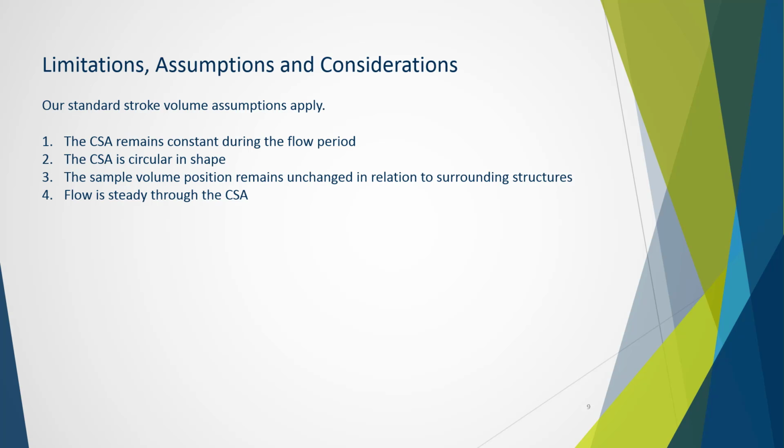As we explored earlier, we understand that flow profiles may change during the period of flow. The cross-sectional area may change in the period of systole or diastole, and this cross-sectional area is not always circular. Plus, the sample volume used to measure may actually move, or the heart may move while the sample volume is in a constant position.